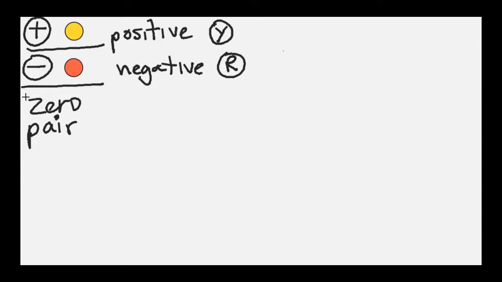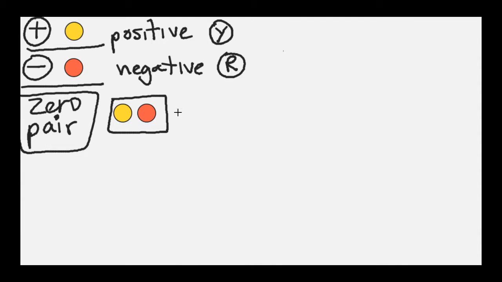Then you see this phrase right here, a zero pair. All this means is that you have one positive counter, make it yellow, and one negative counter. If you have one positive and one negative together, it equals 0.